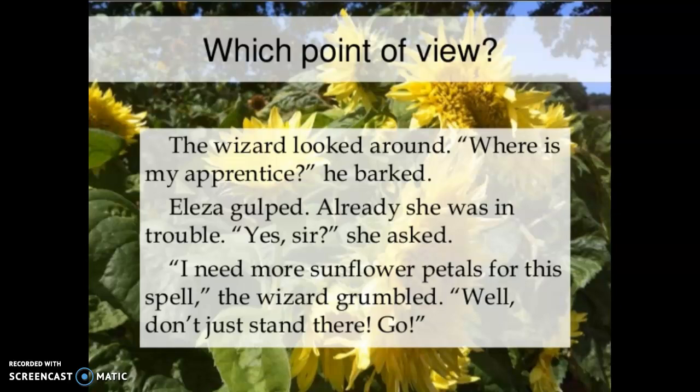So which point of view is this? The wizard looked around. "Where's my apprentice?" he barked. Elsa gulped. Already she was in trouble. "Yes, sir," she asked. "I need more sunflower petals for this spell." The wizard grumbled. "Well, don't just stand there. Go."